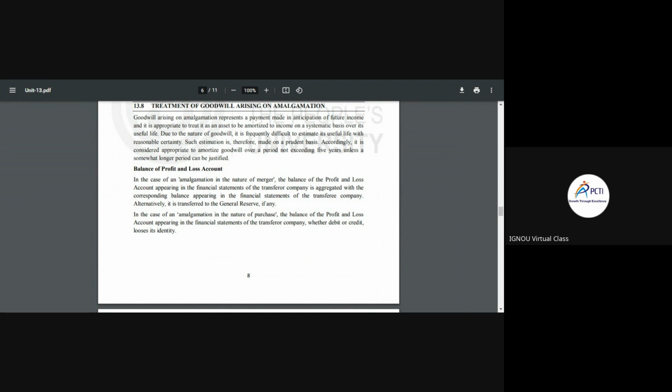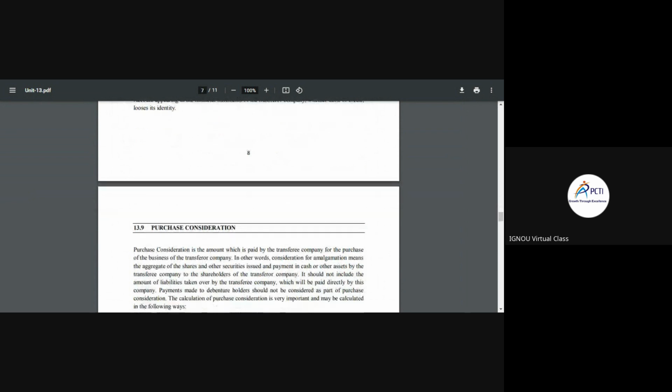Next one is balance of P&L account. So in the case of amalgamation in the nature of merger, the balance of P&L account appearing in the financial statement of the transferor company is aggregated with the corresponding balance appearing in the financial statement of the transferee company. Alternatively, it is transferred to the general reserve if there is any. In the case of an amalgamation in the nature of purchase, the balance of the P&L account appearing in the financial statement of the transferor company, whether debit or credit, loses its identity.